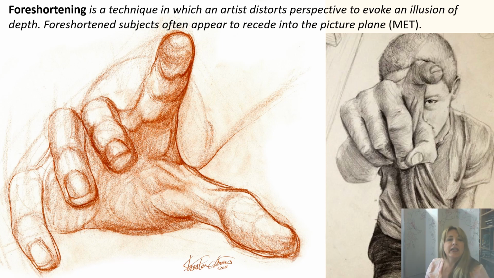Foreshortening is a technique in which an artist distorts perspective to evoke an illusion of depth. Basically, foreshortened objects appear to recede into the picture plane. Like in this case, the hand looks huge. You know that young man's hand is not that big. You know that that's skewed somehow. But the artist does this because whatever's closest to you is going to be largest, and whatever's farther away from you is going to be smaller. And so this is foreshortening, or a short example of it.